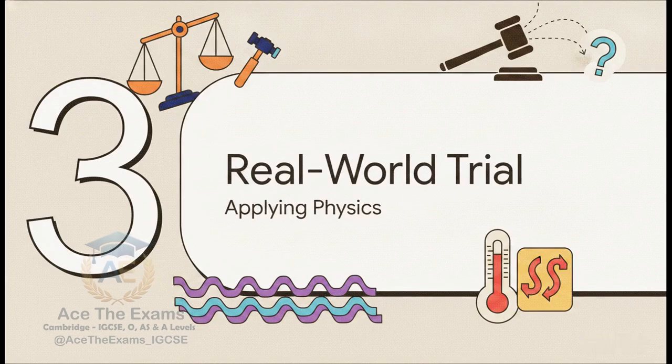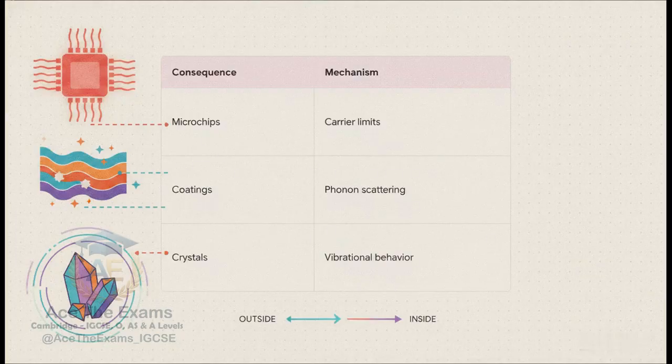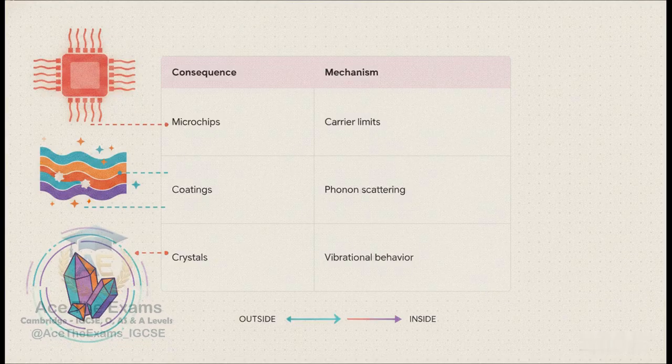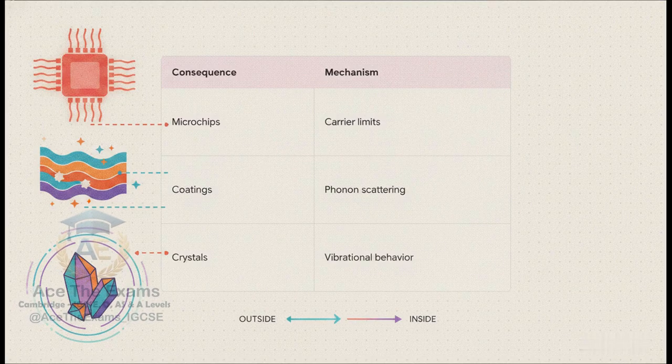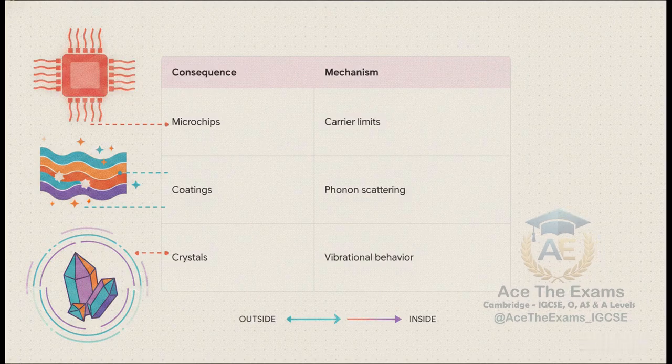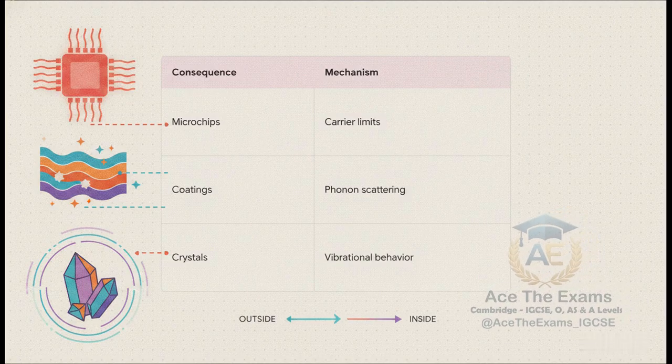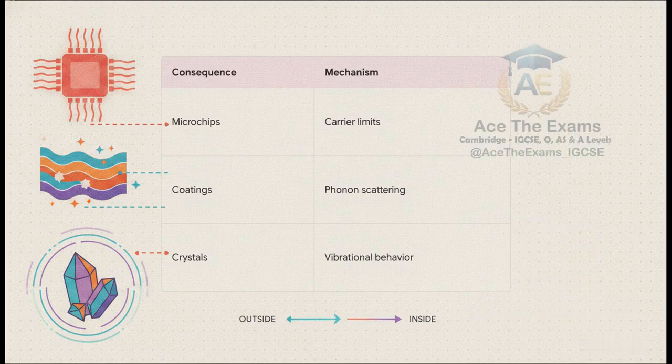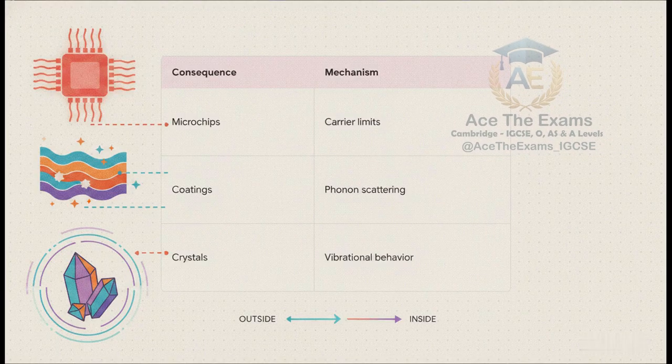Section 3. The real-world physics trial. Let's put the physics on the witness stand for a second. We are demanding hard evidence and scientific reasoning to explain real-world phenomena. Think about how we connect the macroscopic evidence directly to the microscopic scientific reasoning. Like, why do microchips overheat? Well, it's because carrier-level energy transport, that's the movement of free electrons, hits its physical limits.